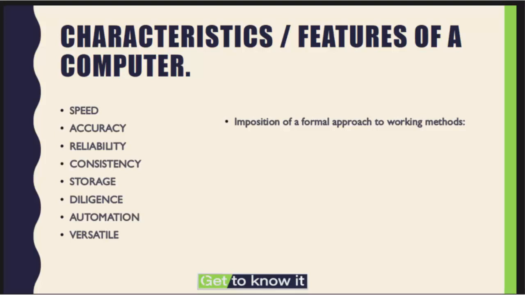Versatile. So what does that mean? A computer can be used in different places to perform a large number of different jobs depending on the instructions fed to it. This means that computers are usually used in different places, so they are not just limited to offices. You can use a computer at home, in school, or in an industry. You just need to feed it with the correct information, of course, keeping in mind what you want.